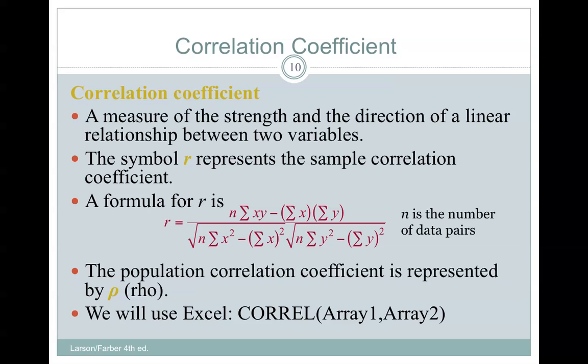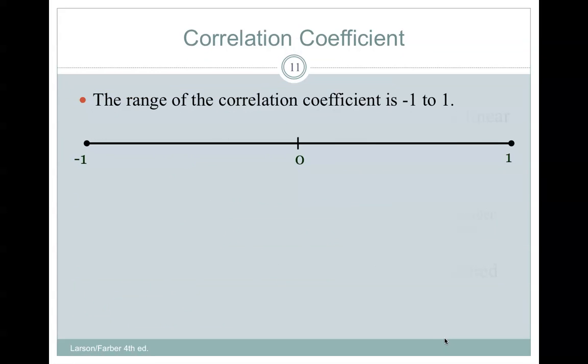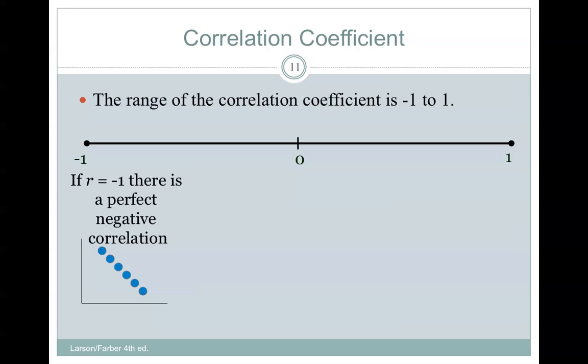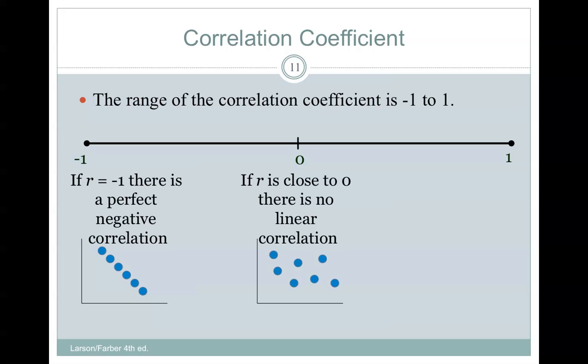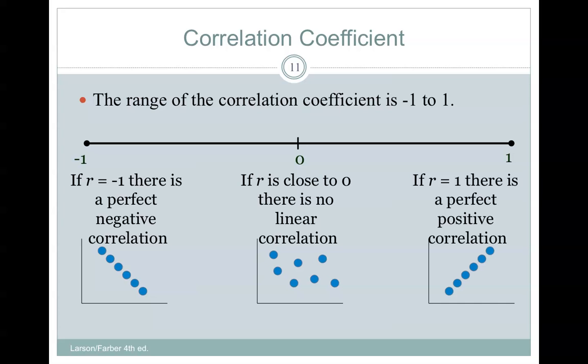And we're going to use Excel, like I said, and you type in CORREL, and then you put your data from the x values in, comma, data from the y values, and then you end it. So the range of correlation coefficient is -1 to 1. So if it's -1, there's a perfect negative correlation. If it's at 0, there's no correlation. And at 1, there's a perfect positive correlation.